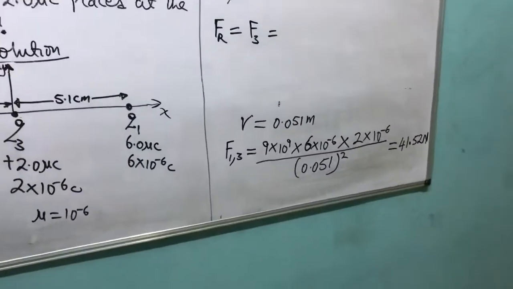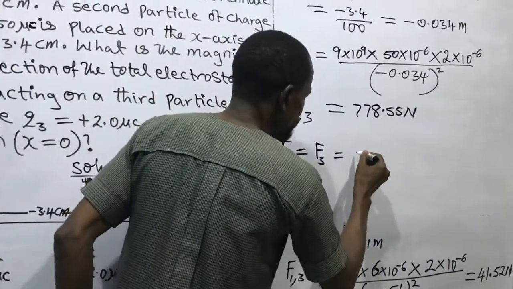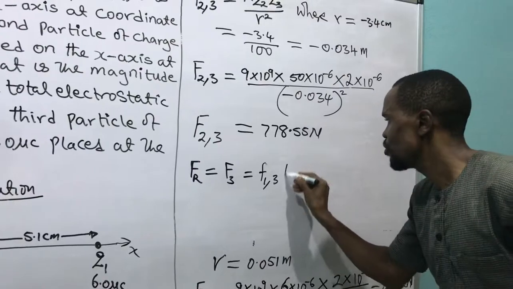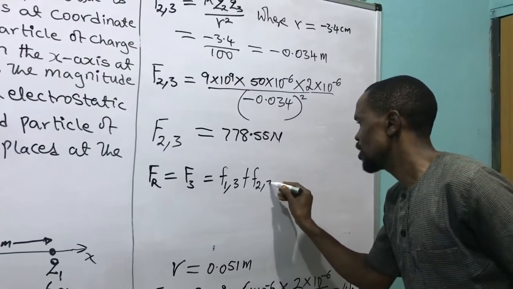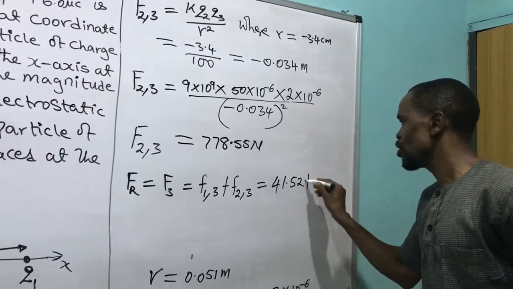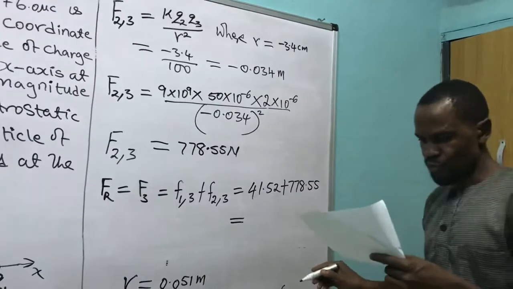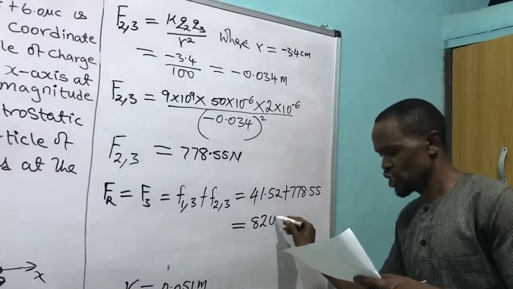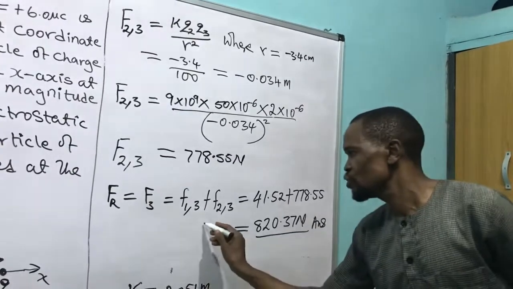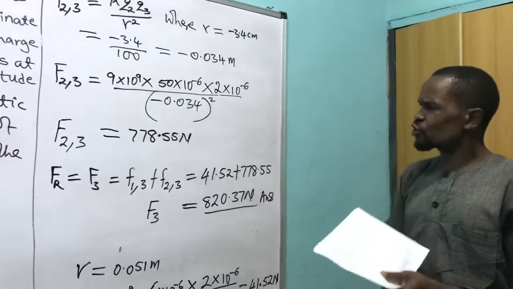F1 on 3 plus F2 on 3, which equals F1 on 3, which is 41.52, plus 778.55, and that will give you, if you use your calculator, 820.37 Newton as the answer of this question, which is F3, the force on Q3 or resultant force. That's our answer.